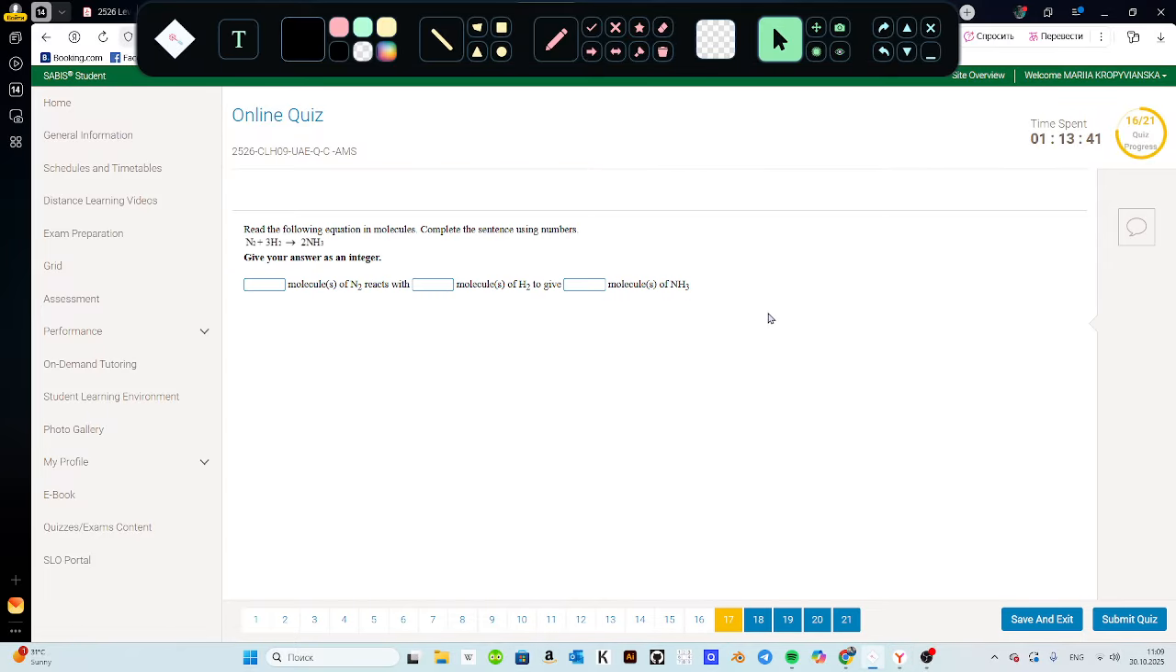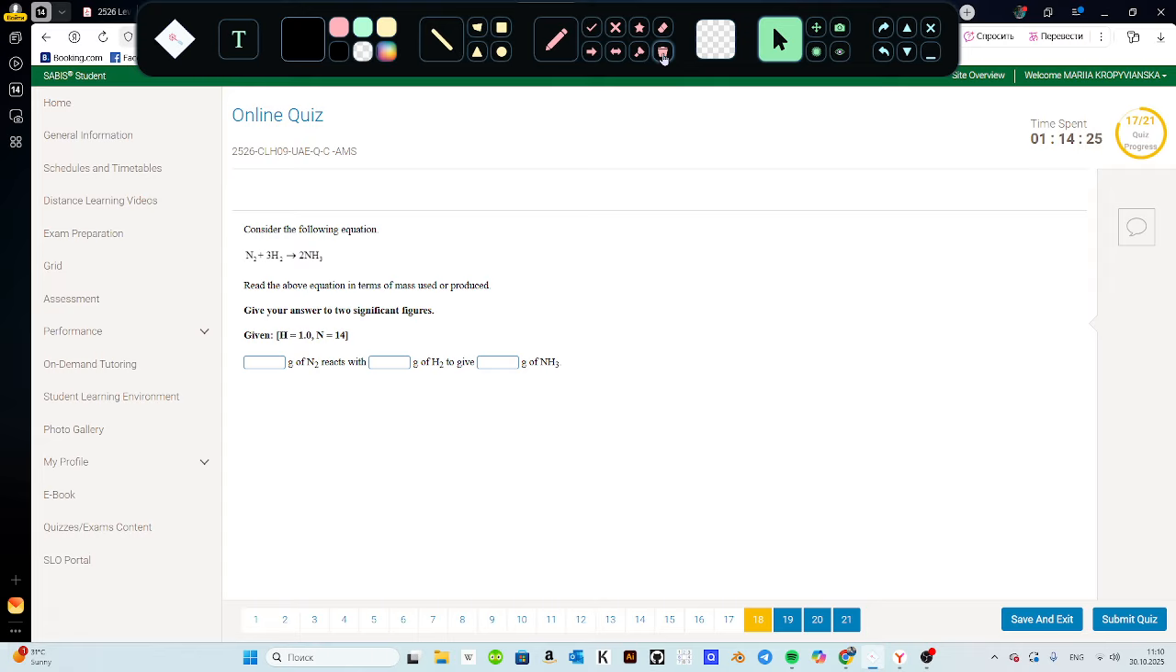Okay, number 17. Read the following molecules, complete the sentence using numbers. So what we need to do here is, as long as the equation is balanced, we need to just see the coefficient next to N2, H2, and so we're just going to write 1, 2, 3, and 2, as long as the equation is balanced. So 1, 2, 3, and 2.